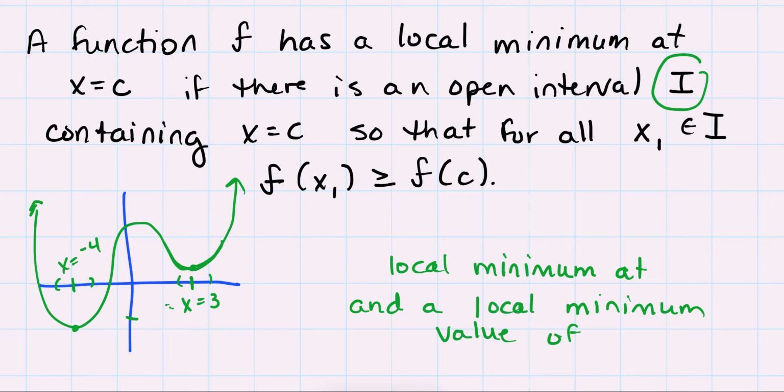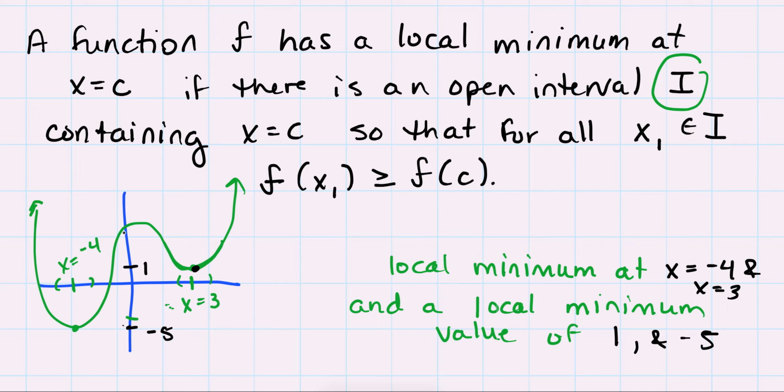My local minimums are at x is equal to -4 and x is equal to 3, but you're going to have a minimum value that corresponds to these two y values. So if this is, let's say, -5 and this is 1, then you're going to have local minimum values of 1 and -5. Okay? So the minimum value will be the y, and if I say the local minimum at, you're looking for the x coordinate.